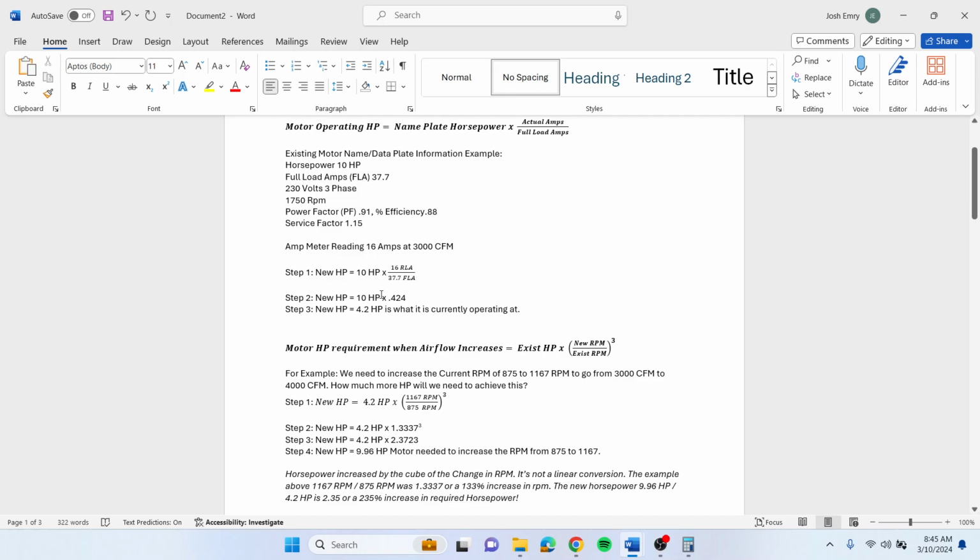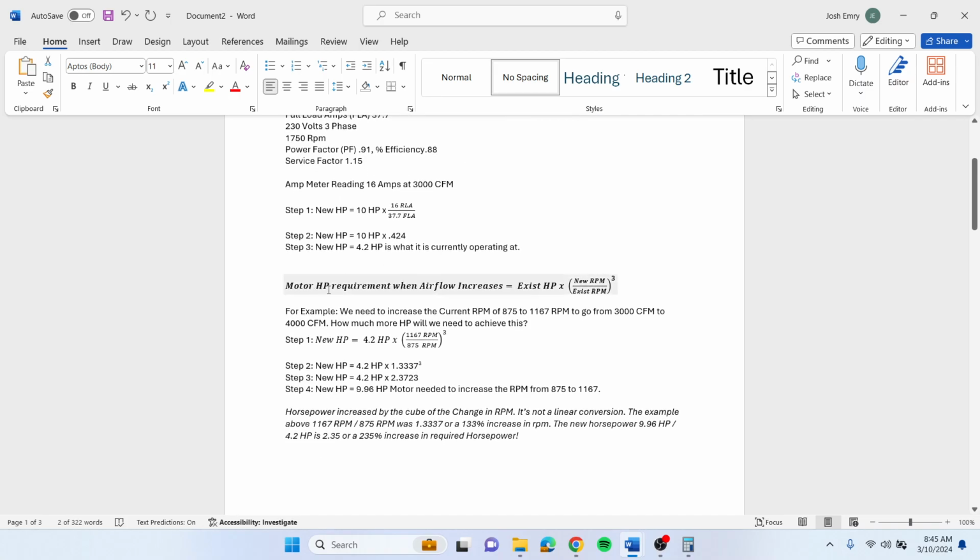So step two is 10 horsepower times 0.424, which ends up being you're using 4.2 horsepower of this 10 horse motor at 16 amps. Now, this is the requirement when the airflow increases. So now we've got to use this formula to figure out what we're going to need. So existing horsepower times the new RPM divided by the existing RPM cubed.